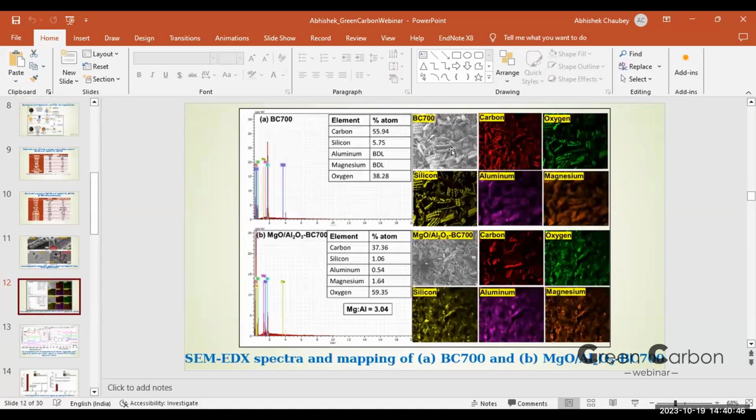Now if we see the EDX mapping, we can say that the concentration of aluminum and magnesium was below the detection limit in the biochar, but it increased to 0.54 for aluminum and 1.6 for magnesium. So our interest was to prepare these biochars, so we can say that what we were aiming for, we got the result.